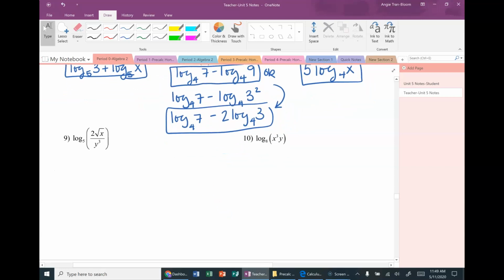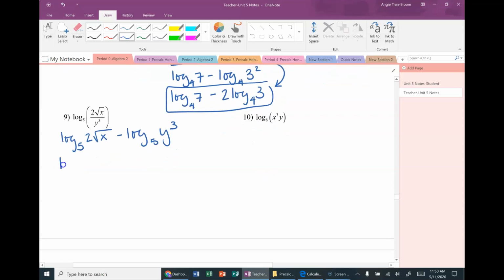Number 9, you have a few different things here. You have log base 5 of 2 times root x divided by y to the 3rd. So the first thing is you're going to do log base 5 of 2 rad x, and then minus log base 5 of y to the 3rd. Again, make sure you don't have any exponents. I need to go a little bit further here. Log base 5 of 2 plus log base 5 of square root of x. The power of 3 needs to be moved to the front of the word log to become 3 times log base 5 of y. Nope, you cannot keep it like this.